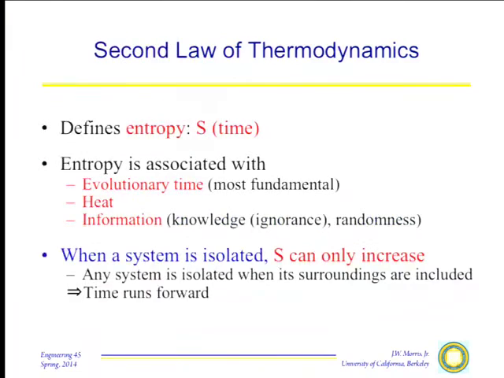The second law of thermodynamics is where all the interesting stuff is. The second law defines something called entropy. The entropy of a system, as we discussed last time, is, if you want, just the measure of its evolutionary time. The entropy is how old the system is. And like time, the entropy of an isolated system can only increase. And any physical system you can imagine is an isolated system if you just include its environment with it, so it doesn't interact with anything else.